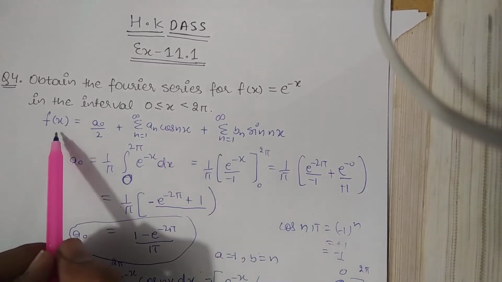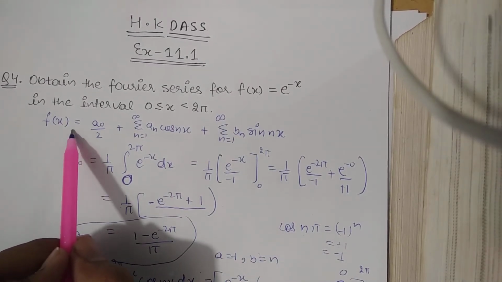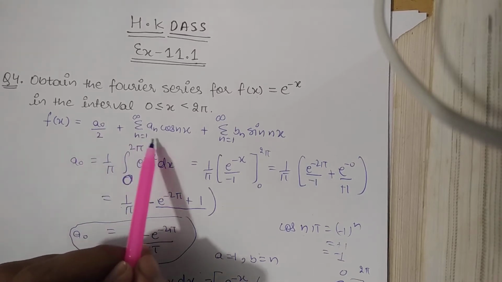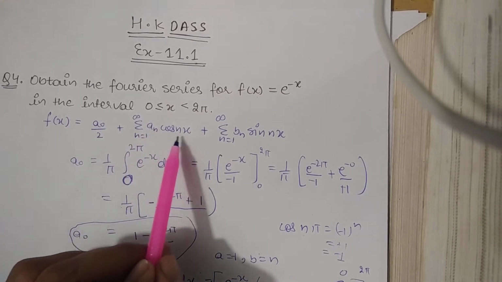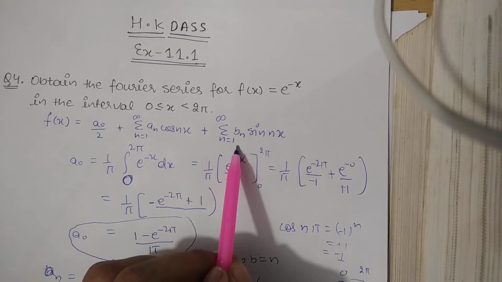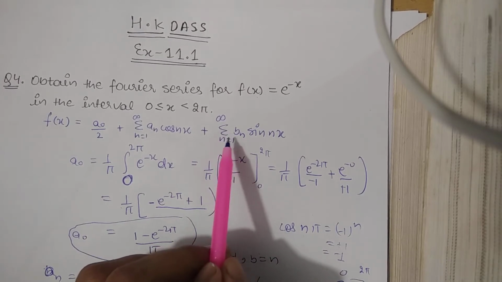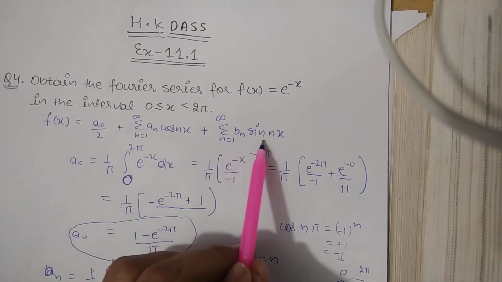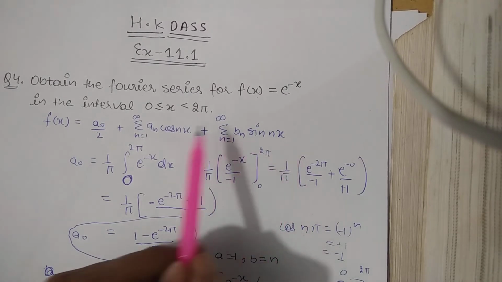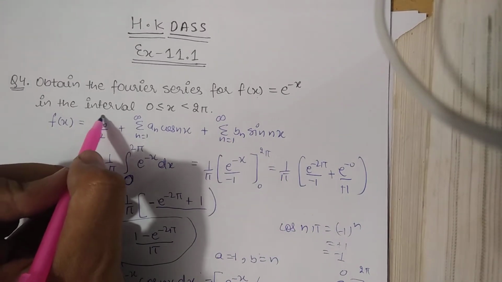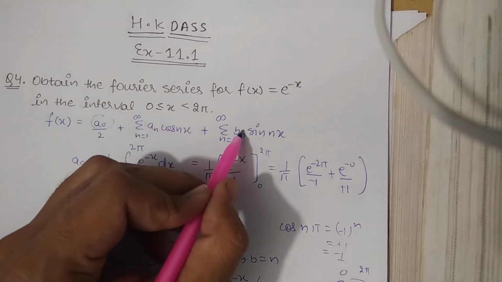And friends, as we already know, the general formula to represent any function in the Fourier series is a naught by 2 plus summation n from 1 up to infinity a n cos nx plus summation n from 1 to infinity bn sin nx. So generally we have to find these three terms, that is a naught, an and bn.